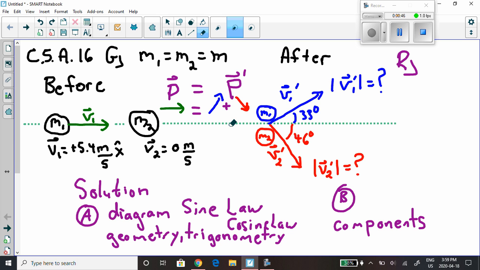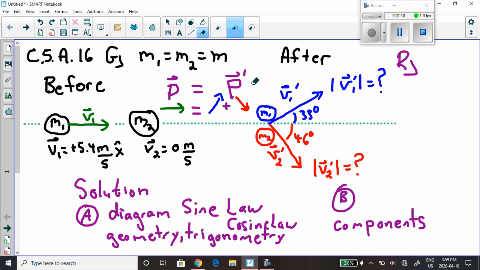Then they have a collision. After the collision, M1 takes off at 33 degrees. M2 takes off at 46 degrees. Since there was no y momentum here, it was all x, I can't have any y momentum here. So if I get one moving upward, which gives it positive y momentum, the other one has to move downward so that we can have negative y momentum so that their sum will be zero y momentum. Has to be.